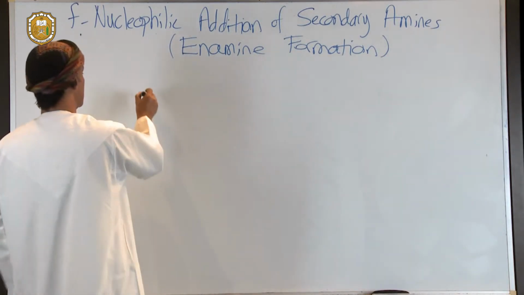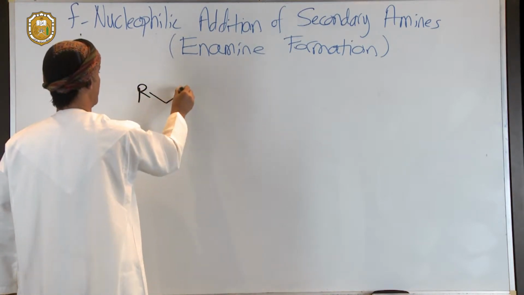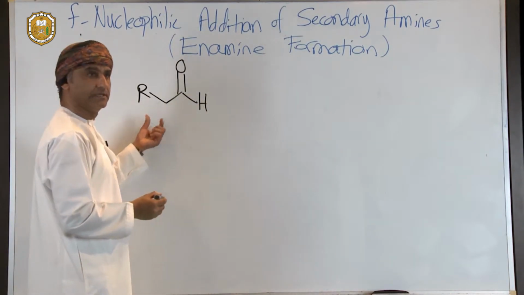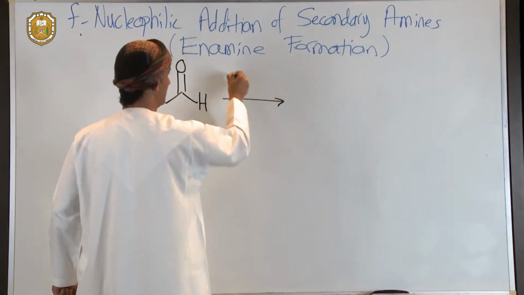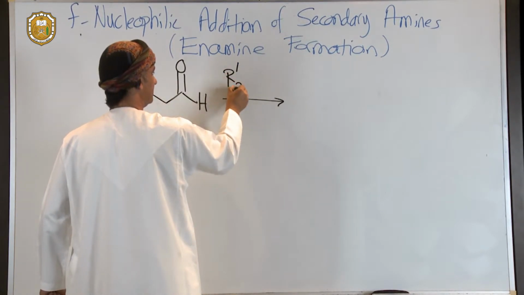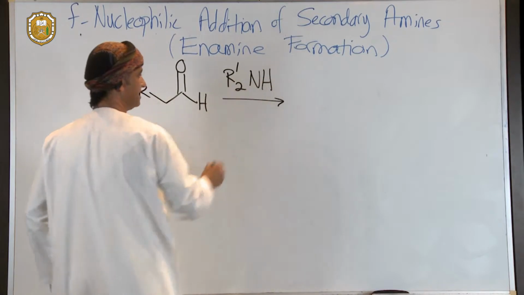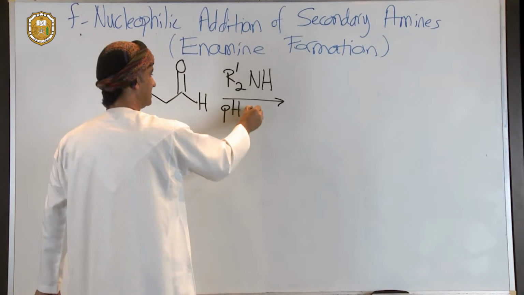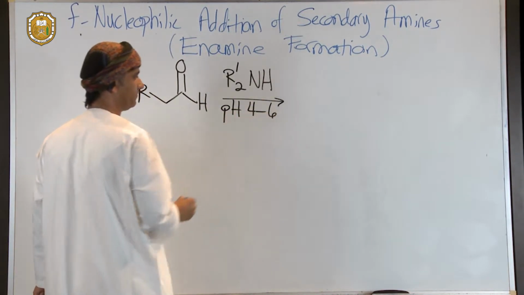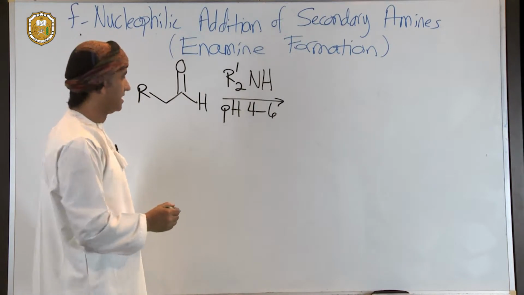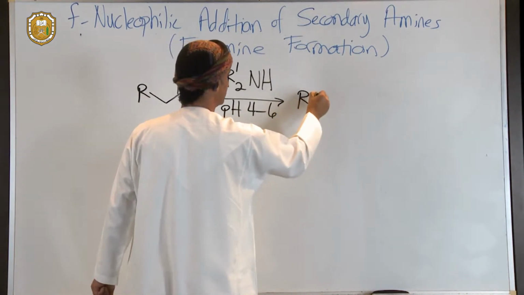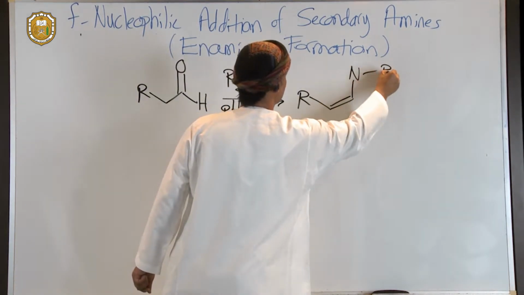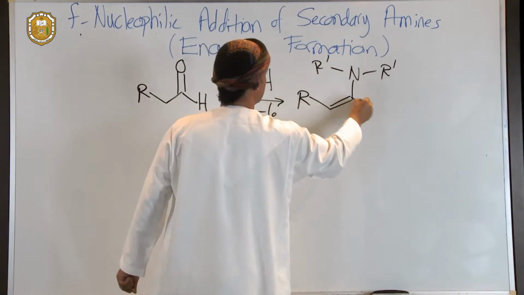corresponding enamine. So if we draw a general structure of an aldehyde like that, so that's an aldehyde. If we react it with now a secondary amine, so that is a secondary amine. Please note the general structure. The pH is similar to that of the imine formation reactions. So what is actually produced in this case, not an imine, but actually an enamine. So this is an enamine.